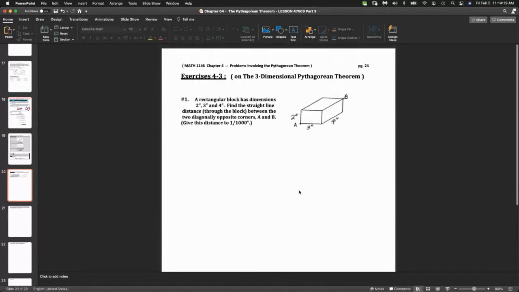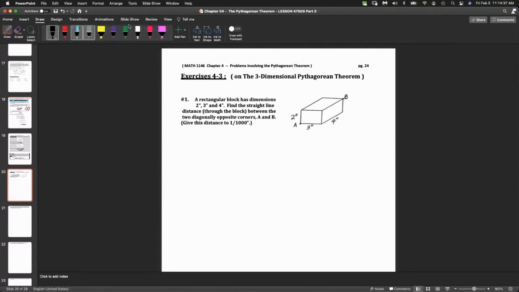So take a look here at the question on page 24. It's a box. This block is 2 by 3 by 4 inches, respectively. And it wants you to find the distance diagonally opposite from A to B. So that's precisely the diagonal of the box. So we're trying to find that diagonal distance. That's D. So let's do it.